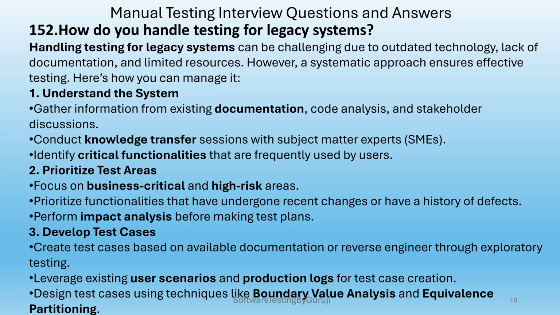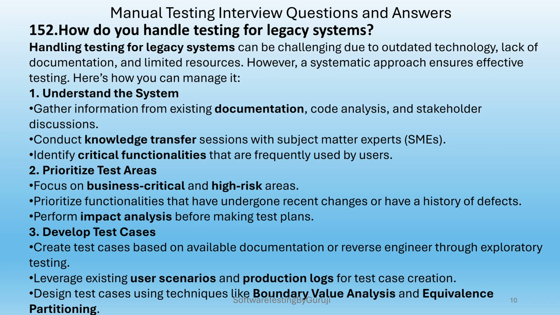First, understand the system. Gather information from existing documentation, code analysis, and stakeholder discussions. Conduct knowledge transfer sessions with a subject matter expert, SME. Identify critical functionalities that are frequently used by users. Second, prioritize test areas. Focus on business critical and high risk areas. Prioritize functionalities that have undergone recent changes or have a history of defects. Perform impact analysis before making the test plan.